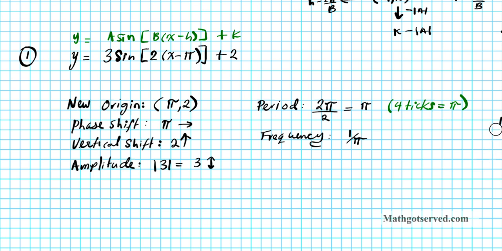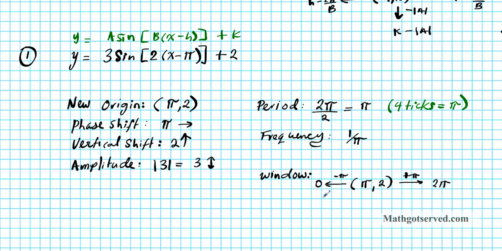Before we set up the graph, let's set up the window that we're going to use to determine how far we're going to go in all 4 directions. So the center is (pi, 2). That's the new origin. We're going to go a period to the right and to the left. A period to the right, we add pi to the x-axis, which takes us to 2 pi. And a period to the left, we subtract pi from the x-axis. That will take us to 0.